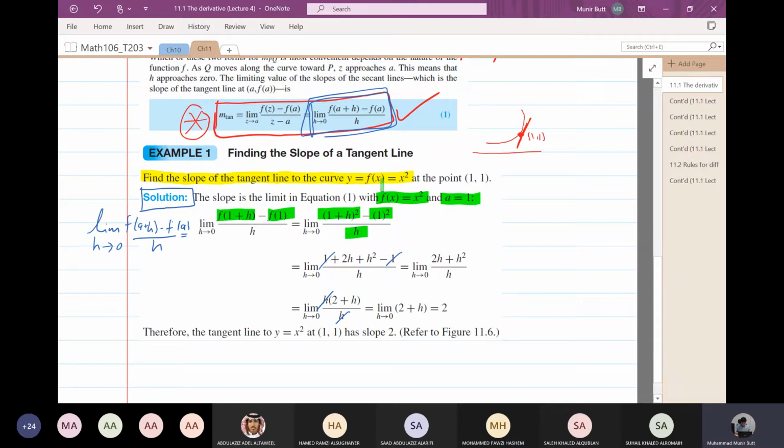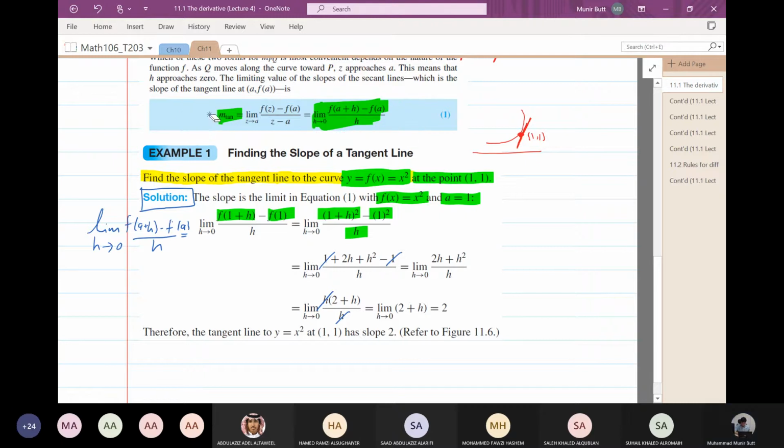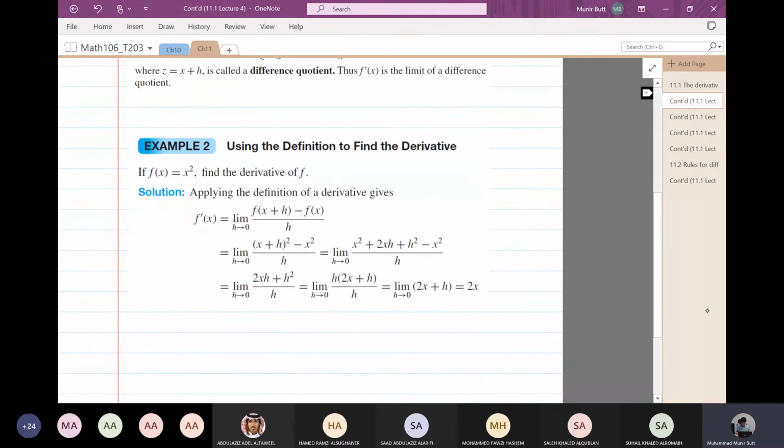so this is the fundamental concept that we have learned so far: if we are given a curve like this one, and we are asked to find the slope of the tangent line to this curve at some point, then we apply this formula, the slope of the tangent, and we call it m small tan, so it represents that this is the slope of the tangent. Okay, so let's move forward.